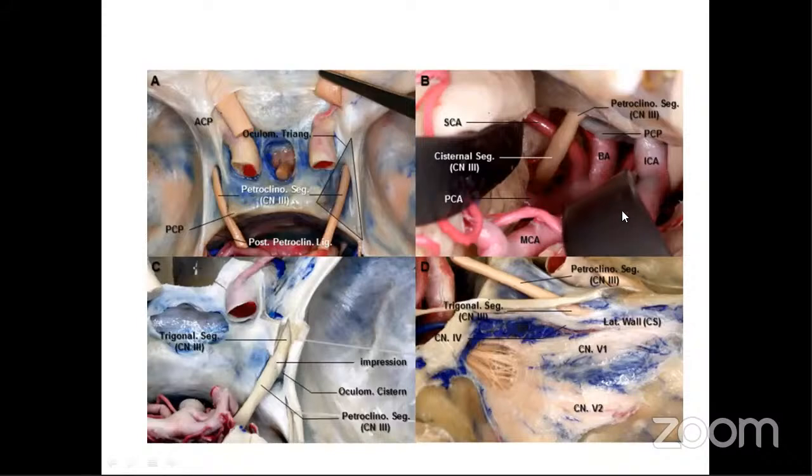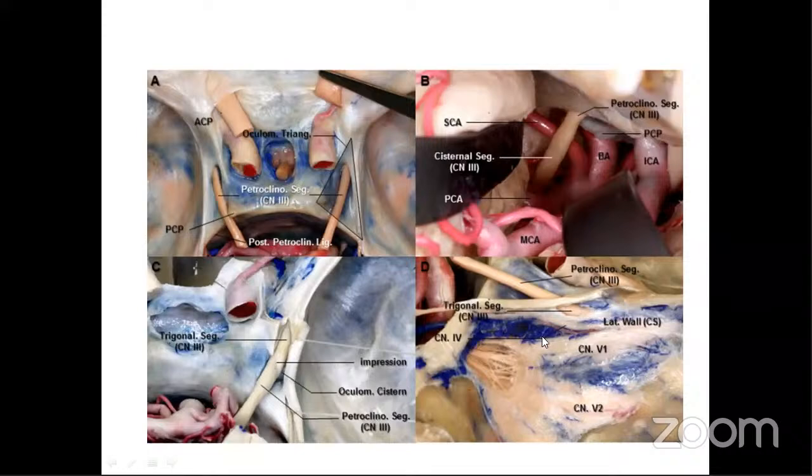Next, again, the same thing with the posterior cerebral artery and superior cerebellar artery was shown here. But now in this picture, we can see that the dura was retracted a little, and we can see the oculomotor cistern. This was the triangular area. Now we are inside. We can see this is the trigonal segment here before the cavernous segment, and this area is known as the oculomotor cistern. Before that, we have the petroclinoidal segment.